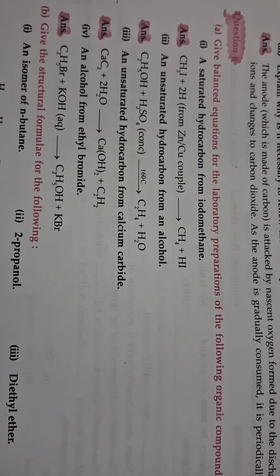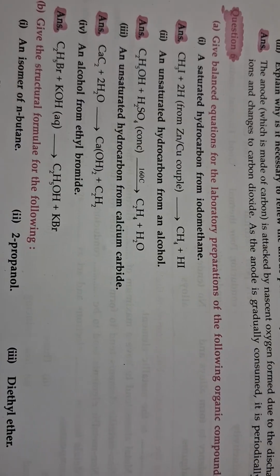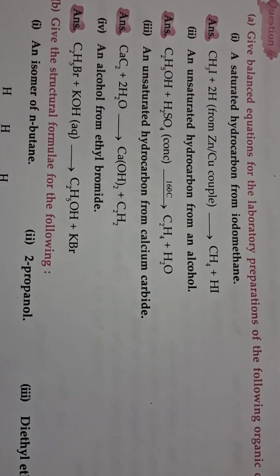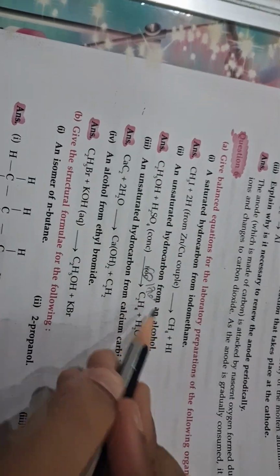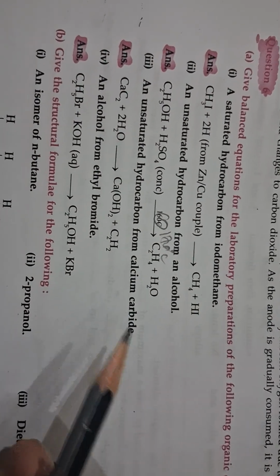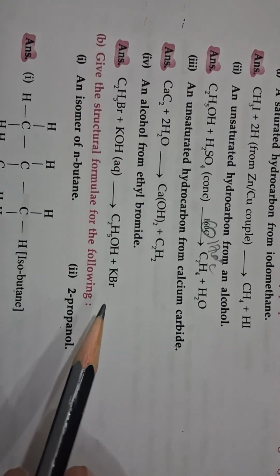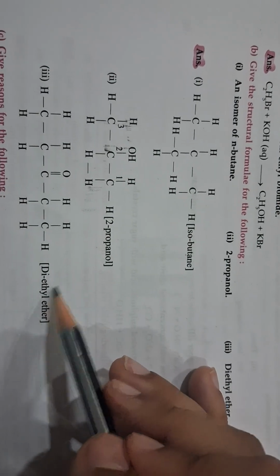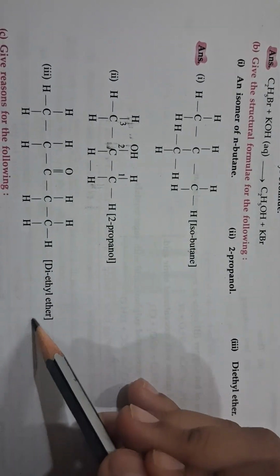Saturated hydrocarbon from iodomethane, a very important reaction from alcohol. This is wrong, it's 170 degrees Celsius. Unsaturated hydrocarbon from calcium carbide, okay, this is fine. Alcohol from methyl bromide, do this one, very important. Isomer of n-butane, we can do it very easily. 2-propanol. Then diethyl ether is important.